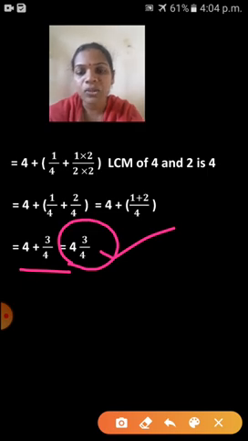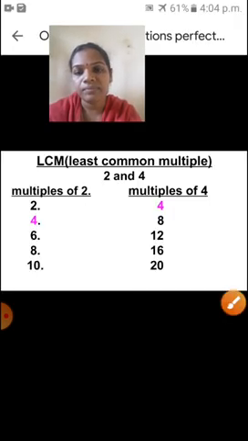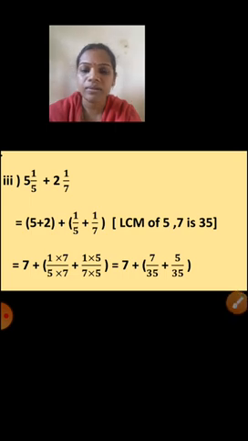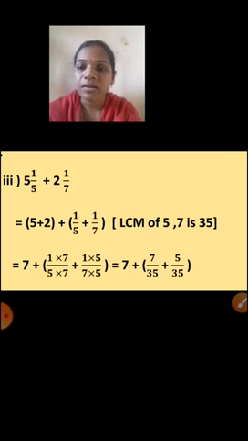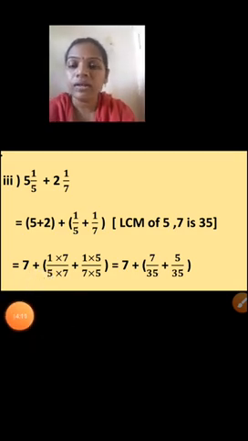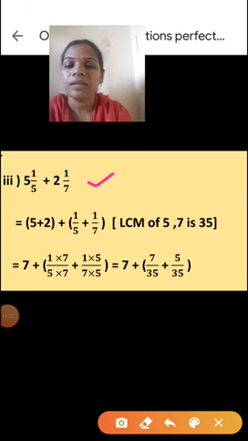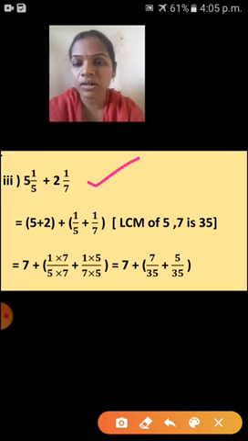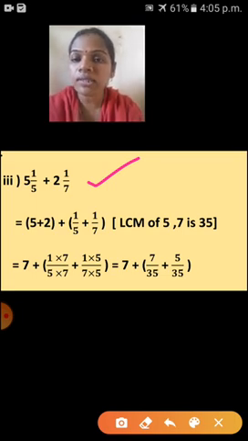Okay, children? So next is the third one. What is the third one? 5 1 upon 5 plus 2 1 upon 7. Again, which fraction is it? Unlike fraction. So what do you have to do? You have to add, and first find the LCM. So children, see here, this is again an unlike fraction. You have to convert it into a like fraction. For that, find the LCM.